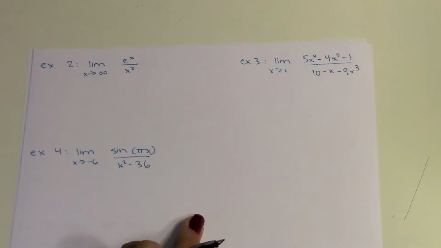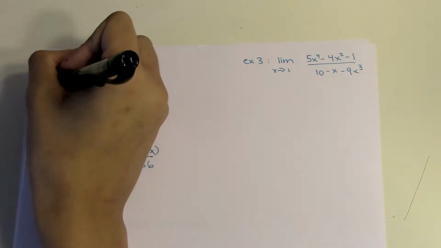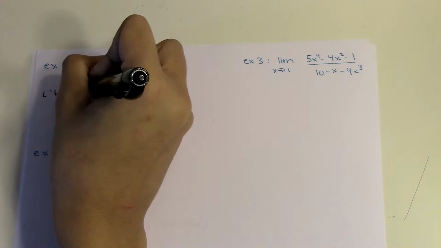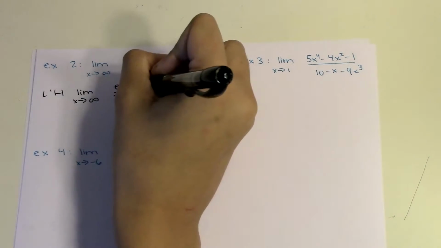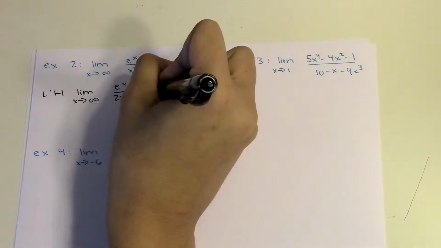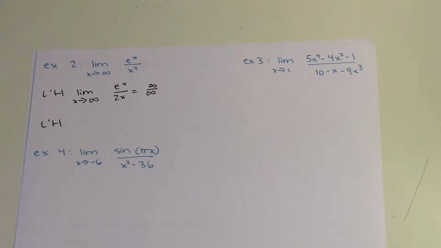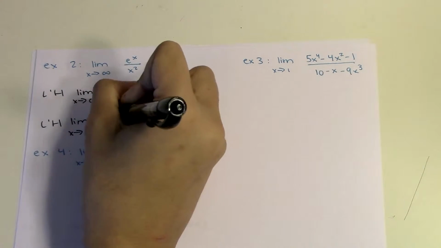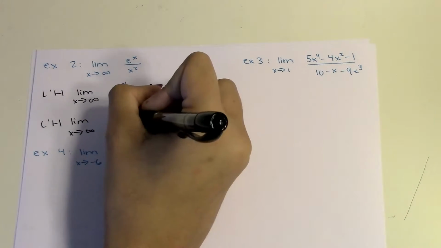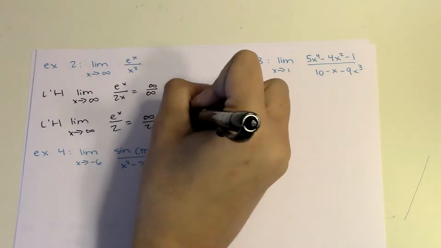Moving on to example 2, the limit as x approaches infinity of e to the x over x squared. So this will go to infinity over infinity, so we have to use L'Hopital's. And the derivative of the top is e to the x, derivative of bottom 2x. This is still infinity over infinity, so we use L'Hopital's rule again, and you can use this as many times as necessary to come to a final determinant answer. So again, we get e to the x, this time over 2, and if we plug in infinity for x, we get infinity over 2, which is just infinity.